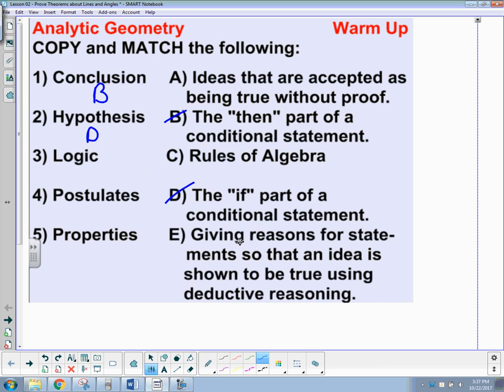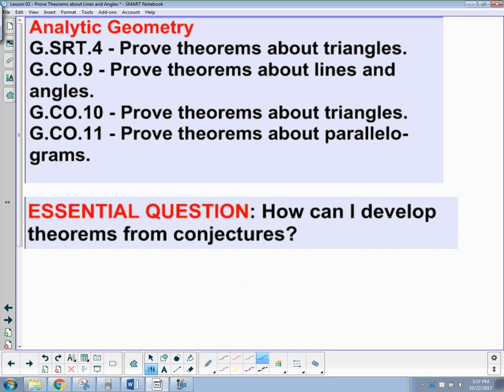Logic, given reasons for statements so that an idea is shown to be true using deductive reasoning. Postulates, remember we learned that last time, and that was ideas that were accepted as being true without proof. And the last one, yes, of course, rules of algebra. C, for properties. Again, you may want to jot these down. These are vocabulary. If not, not a big deal. Again, we're dealing with proofs of theorems and properties and how we can come up with conjectures.